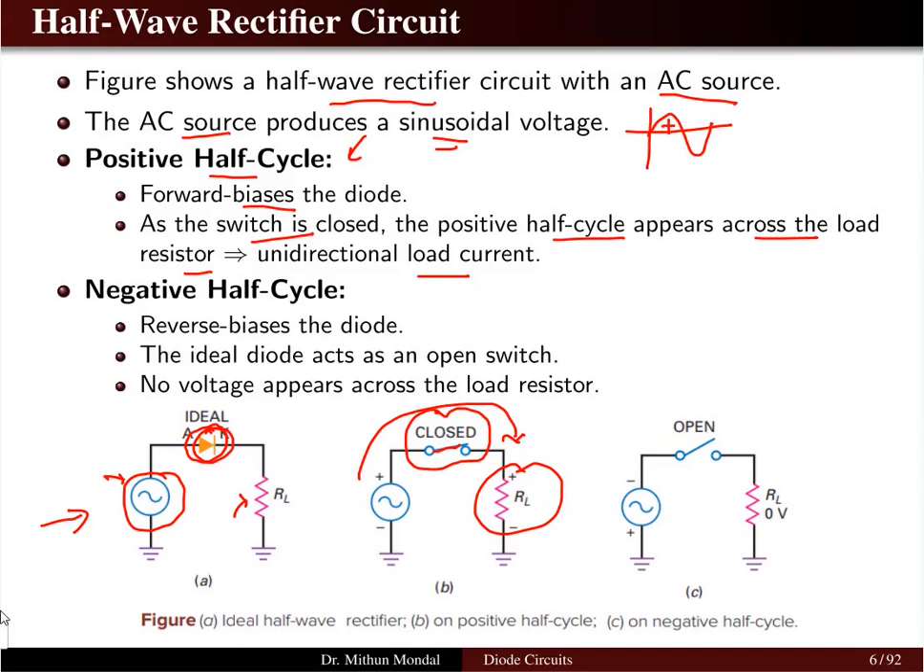But when we talk about the negative half cycle in the AC wave, it will reverse bias the diode. So this diode will be in the off state. The idle diode acts as an open switch. You will have the configuration of an open switch, which represents the reverse biasing of the diode, and no voltage will appear across the load resistor. Since the diode is open, no current will be flowing here. No current is flowing, I equals 0, because it is an open circuit. So the voltage is also 0 in the load resistor.